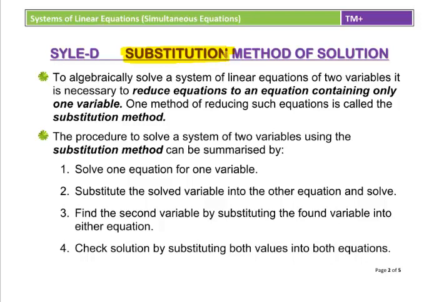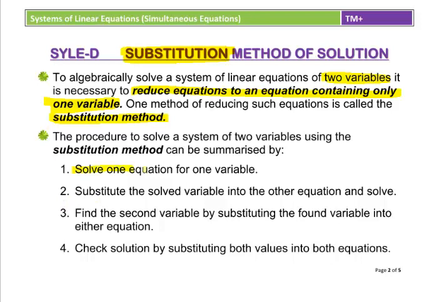To algebraically solve a system of linear equations of two variables, it's necessary to reduce the equations to an equation containing only one variable. One way of doing that is the substitution method. The procedure for the substitution method is as follows.